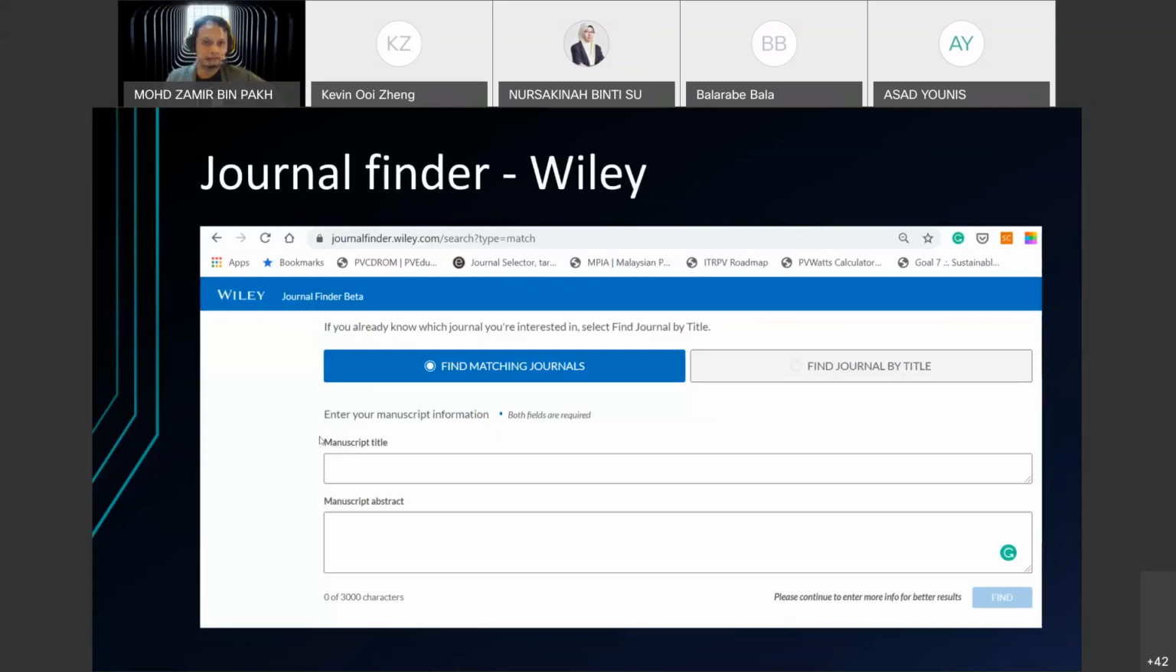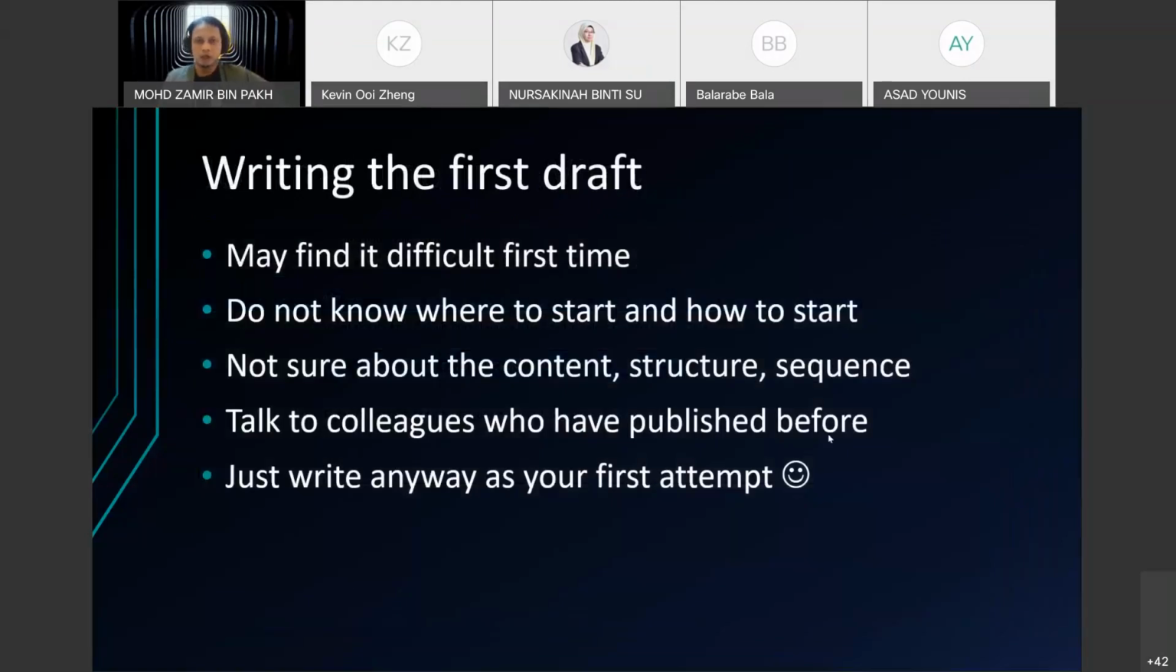Some of you are new, some of you have published. Writing the first draft may be difficult the first time if you haven't written a single paper before. You may not know where to start and how to start, okay? Not sure about the content, not sure whether it's good enough, not sure about the structure and the sequence.